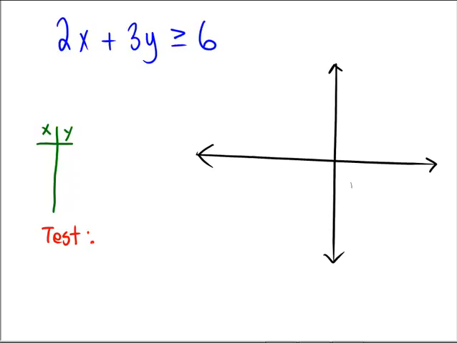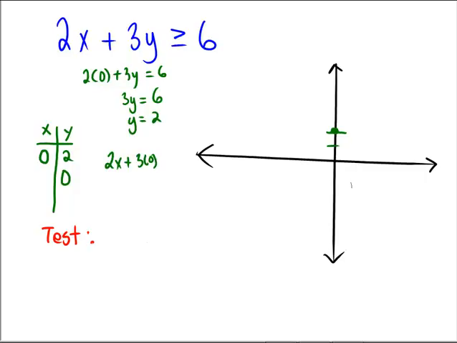So if we pretend that this is an equation and replace x with 0, you would get 2 times 0 plus 3 times y equals 6, 3y equals 6, y equals 2. So the first point would be 0 comma 2. Then if we replace y with 0, we would have 2x plus 3 times 0 equals 6, 2x equals 6, and x equals 3.